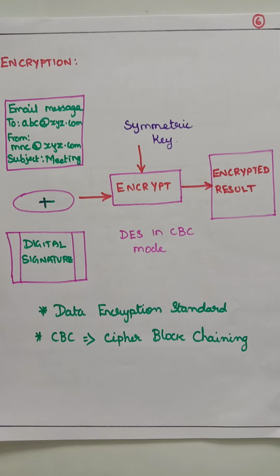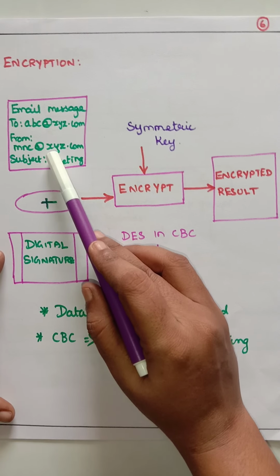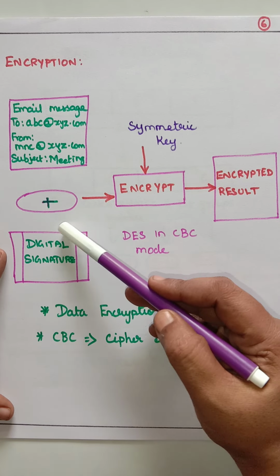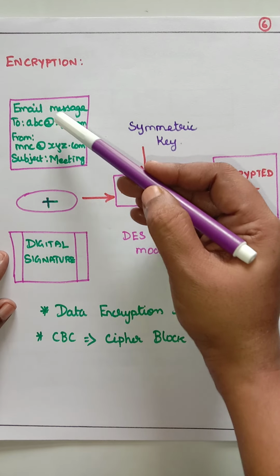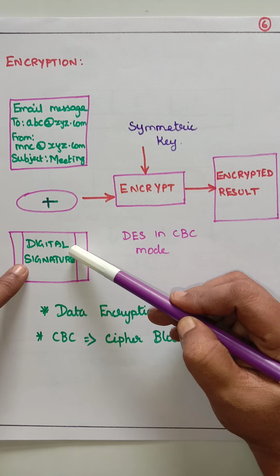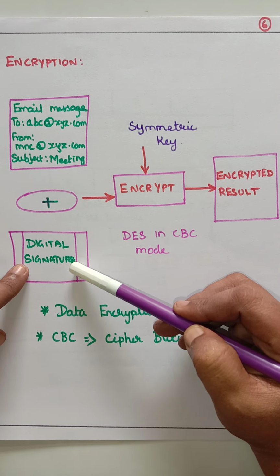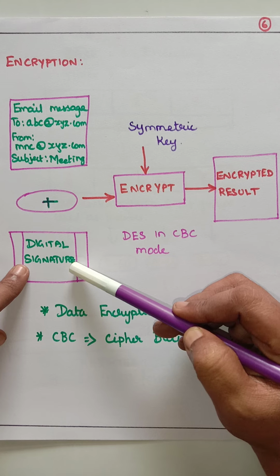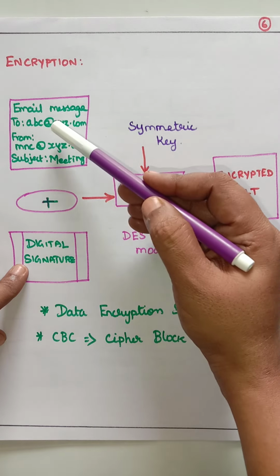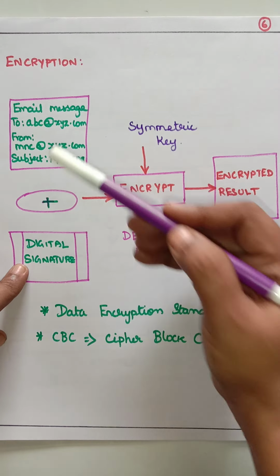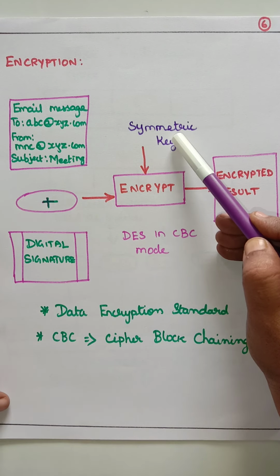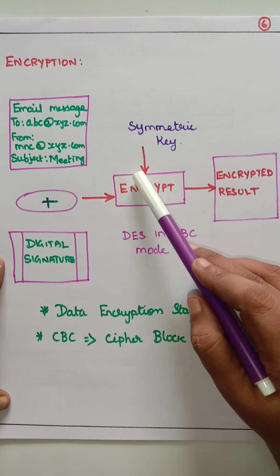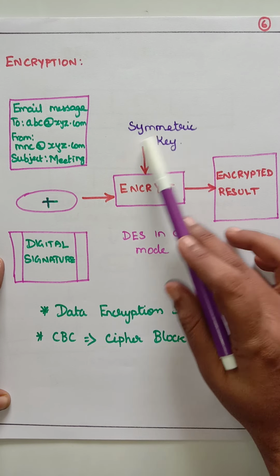And the next one is encryption. The message I am sending must be appended with the digital signature that I have generated in the previous step, by using a message digest algorithm and then encryption using the sender's private key. That is, next to the email, the digital signature should be appended, and which again will get encrypted using a symmetric key. What is symmetric key? Both the sender and the receiver will use the same key.